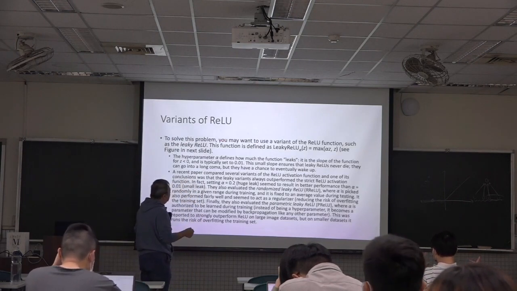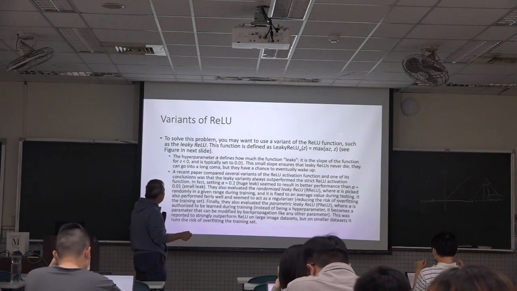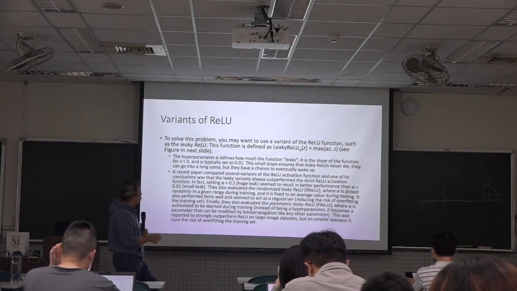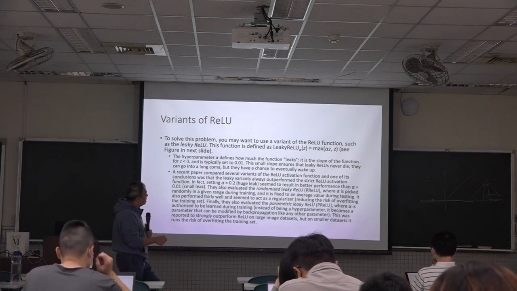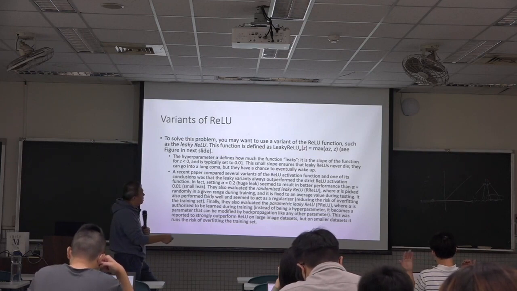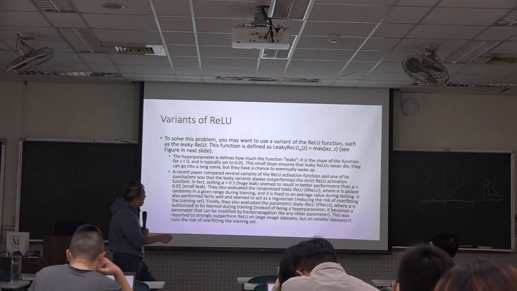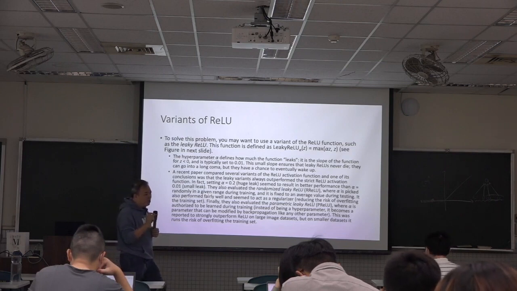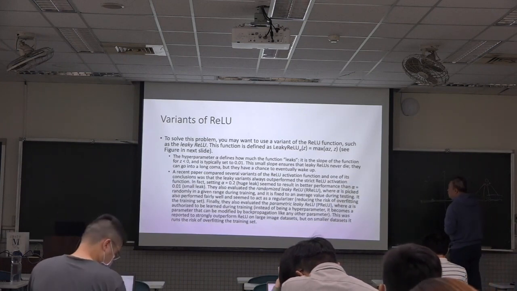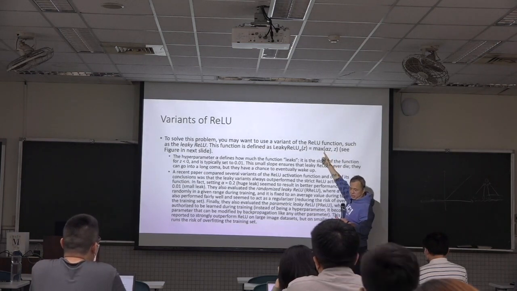To solve this problem, you want to use a variant of the ReLU function. A famous family of variants is called leaky ReLU. What is leaky ReLU? Leaky ReLU is defined like this: LeakyReLU_alpha(z), where z is the input, the weighted sum, is max(alpha z, z). This alpha is normally a small positive number, maybe 0.001, something like that.